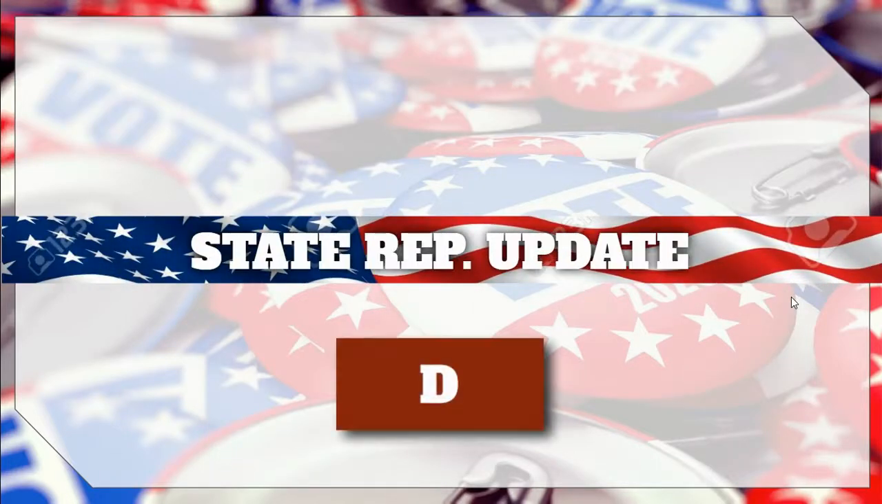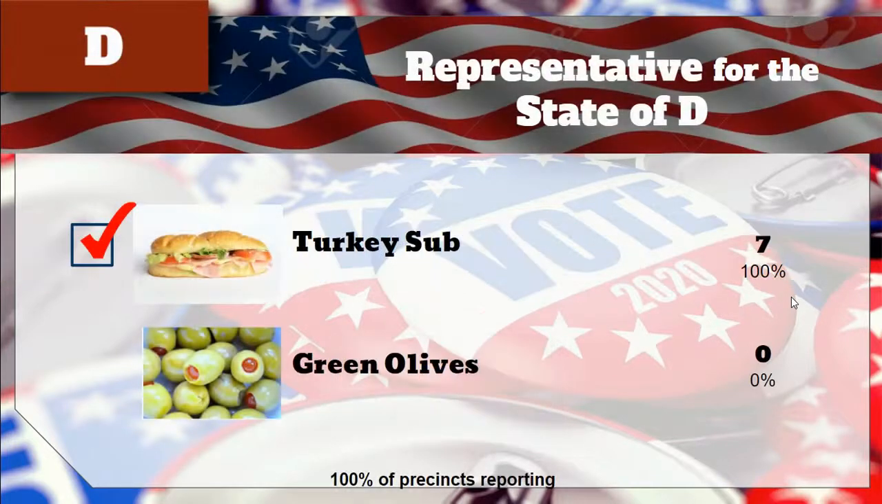All right, we have another update now. This is for the state representative of D. Now, we had only heard about 50%, and I understand they have 100% of precincts reporting. And with that, Turkey Sub is the winner. They secured actually all 7 votes that were cast. And Turkey Sub will be the next representative for the state of D. Green Olives couldn't muster any votes whatsoever. Sorry, Green Olives. Better luck in your future endeavors.